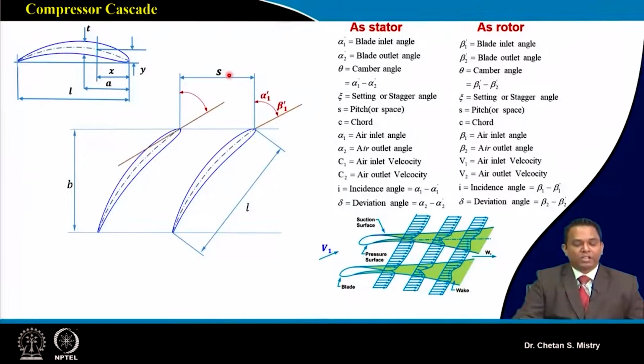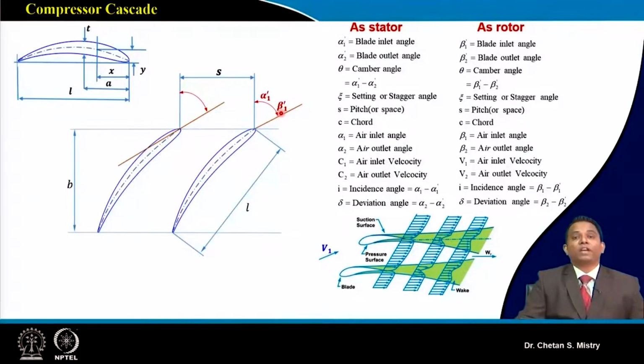Now, say this is my axial direction. Just remember this part: again and again we are saying that we measure all our angles with reference to the axial direction. So this is my axial direction, and this is the angle we call the blade inlet angle. I denote it as alpha 1 dash and beta 1 dash. Do not get confused here.